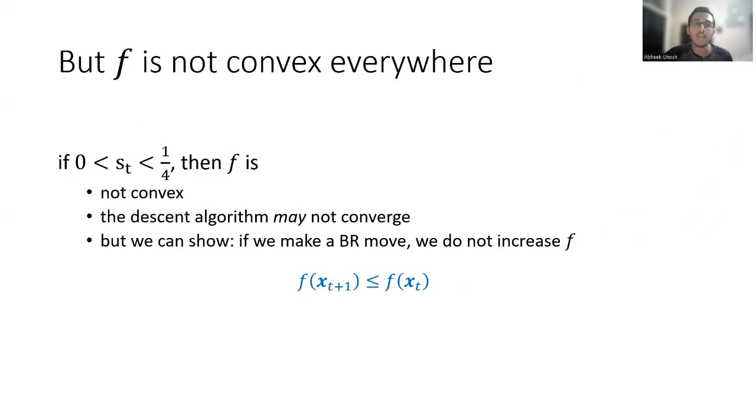But as I said before, f is not convex in the entire domain of output profiles. In particular, if the total output is between 0 and 1/4, f is not convex, and the descent algorithm may not converge. But what we can show is that if we make a best response move, we do not increase f. So we have a weaker condition that the potential function never increases. It may or may not decrease, but it never increases.